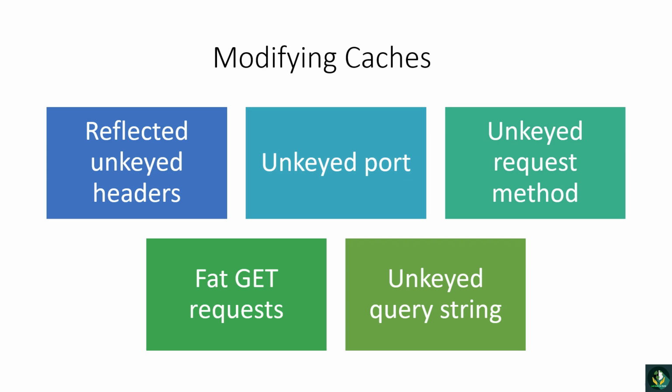So, to minimize the risk, you can configure the web cache server to normalize the host header, only cache GET and HEAD requests, and not allow fat GET requests. And there is also an option called disable cache headers. You can use these techniques to minimize the effect of cache poisoning.